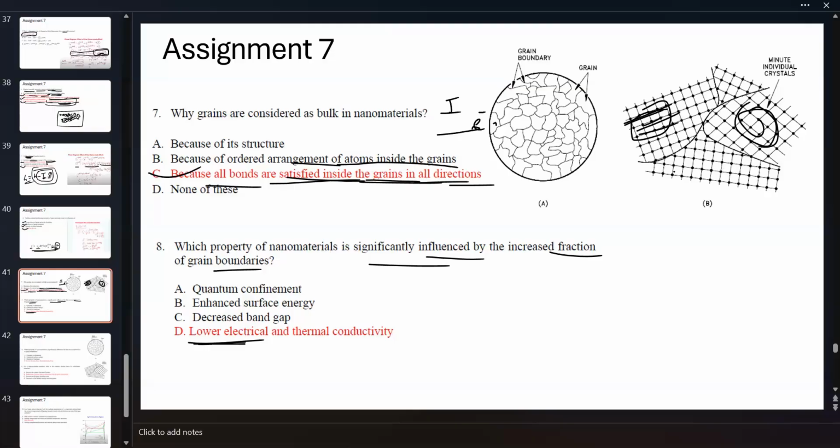Second thing is your thermal conductivity. Thermal conductivity is the vibration of these lattice atoms as they pass from one grain to another. As they encounter a grain boundary, they get scattered along different directions. Phonons are the combined movement of the atoms due to thermal shock. Phonons form waves, and as these phonons encounter a grain boundary, they get scattered, and that reduces your thermal conductivity.